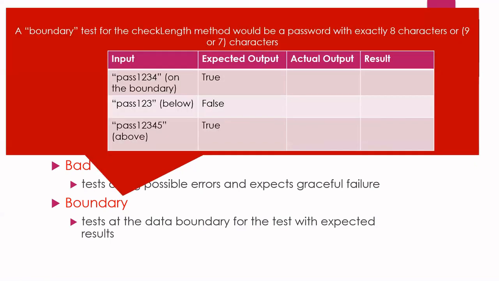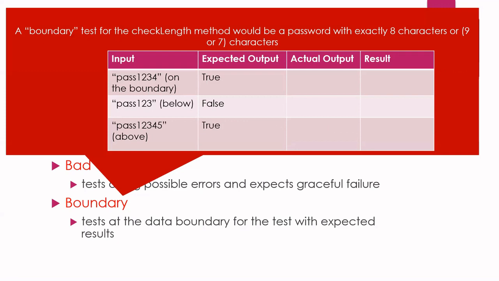Now the boundary of the 8 number, and I suggest that for the boundary you need 3 tests: something on the boundary itself, something below, and something above the boundary. The boundary is 8 characters, so we need to test on the boundary, 8 characters. It would count as good, but it's also boundary.